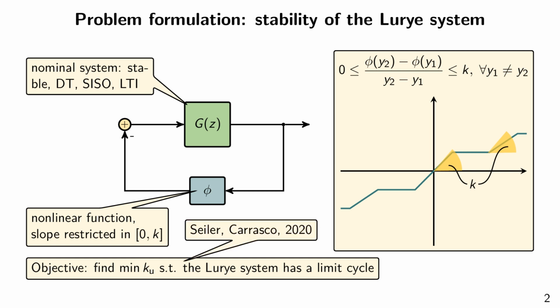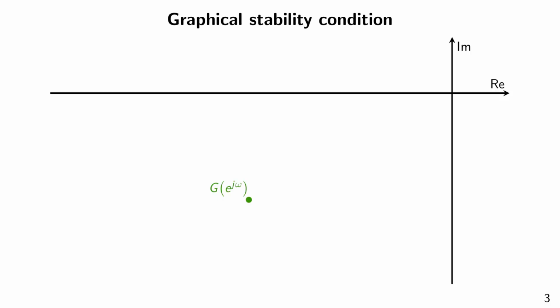This problem is the subject of a previous paper of some of our co-authors. We'll review that solution first before extending the method to uncertain systems. This method can find the limit cycle with a fixed frequency. The condition for the existence of the limit cycle can be expressed graphically as follows. This is the frequency response of the nominal system at the frequency omega. The stability condition is articulated in terms of the phase of the system.